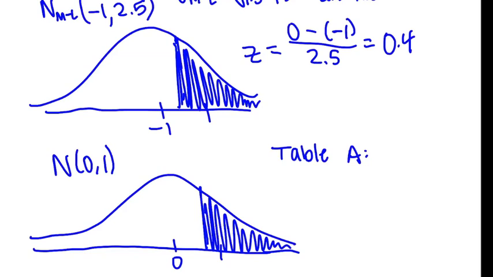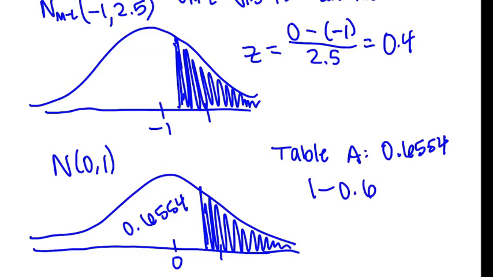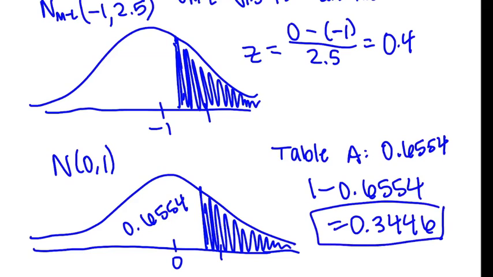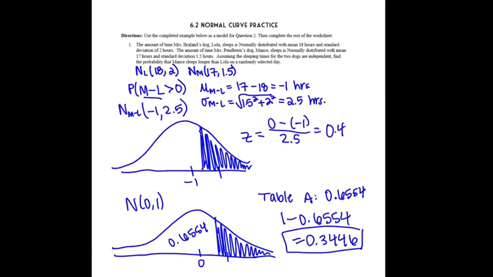I got 0.6554. Remember, table A only shows you the values to the left, so that's what this area represents. I want the shaded region, so I'll do 1 minus 0.6554 and get 0.3446 for my answer. Remember, your whole answer, though, is this whole thing.